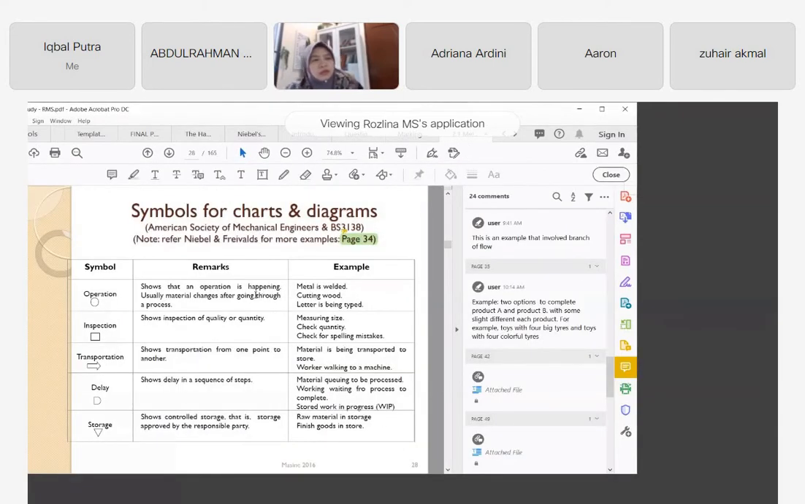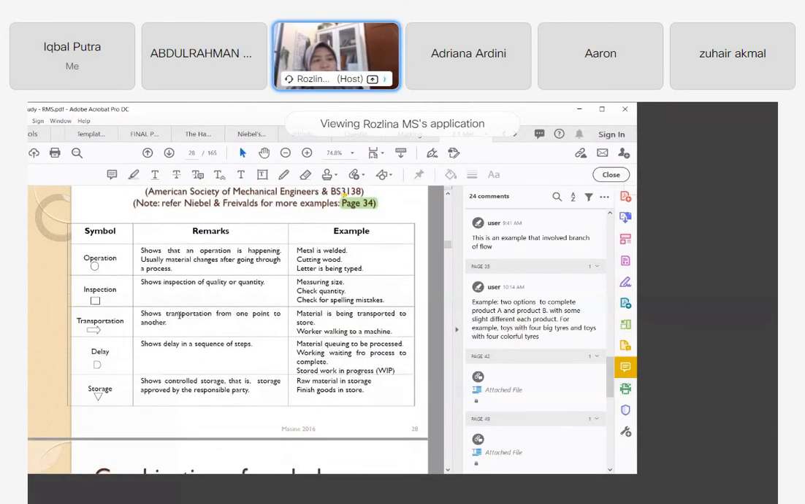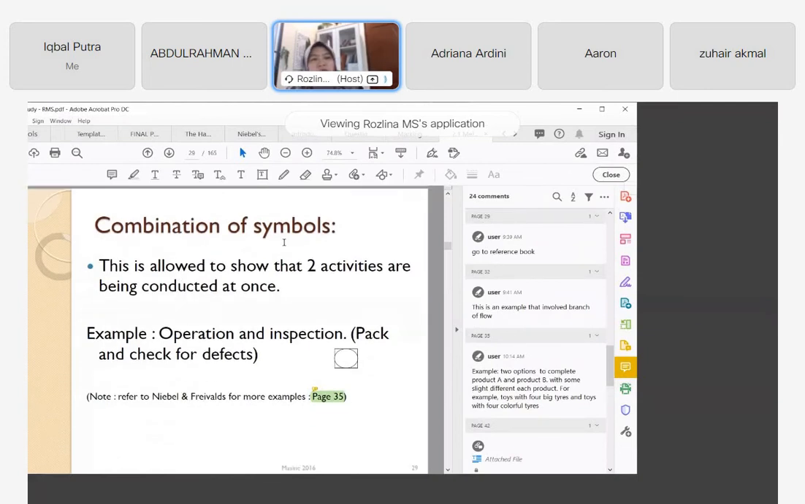Maybe it is a combination of symbols. This is used to show that two activities are being conducted. Let's say you have the operation and you also have the inspection, for example, pack and check for defects. So you can combine both symbols.